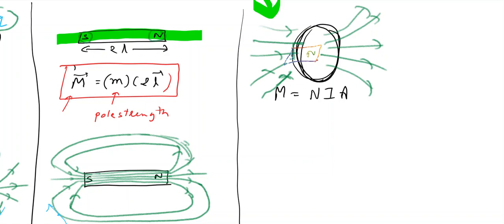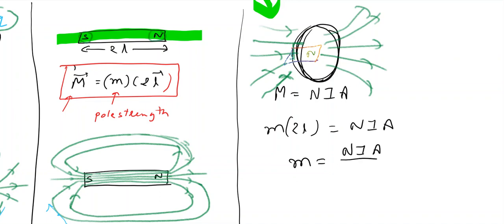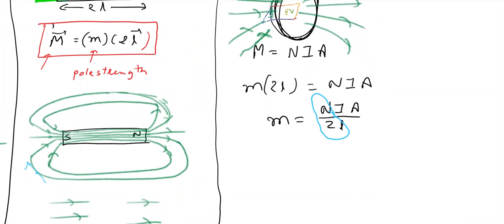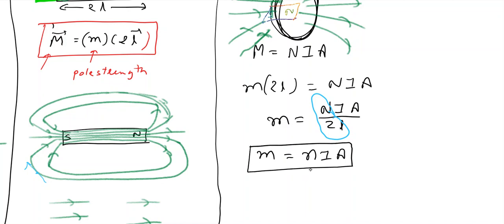So if I compare NIA with M into 2L, I can say that M is NIA by 2L, but N by 2L, that is number per unit length, I can write as a separate symbol. Okay, so this is how you can define pole strength of a magnet.